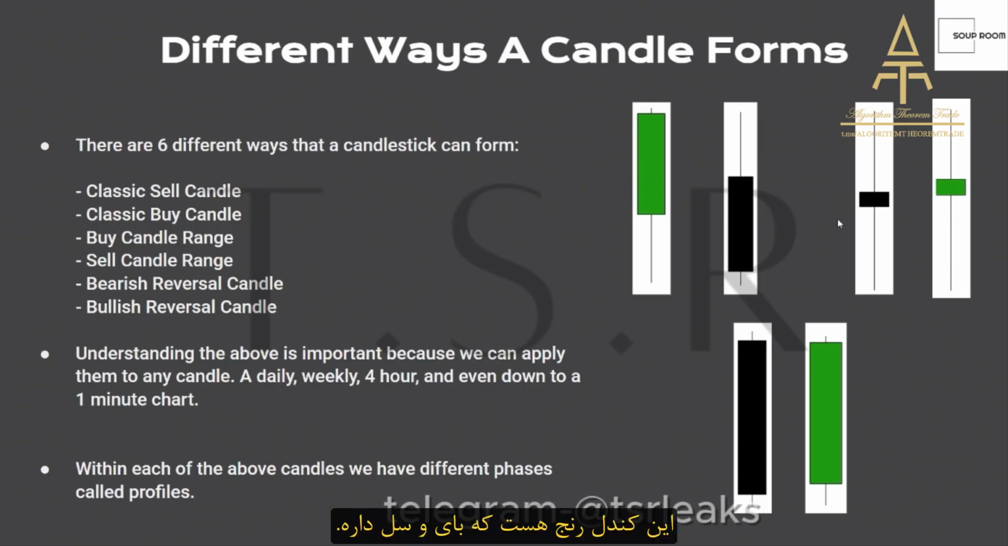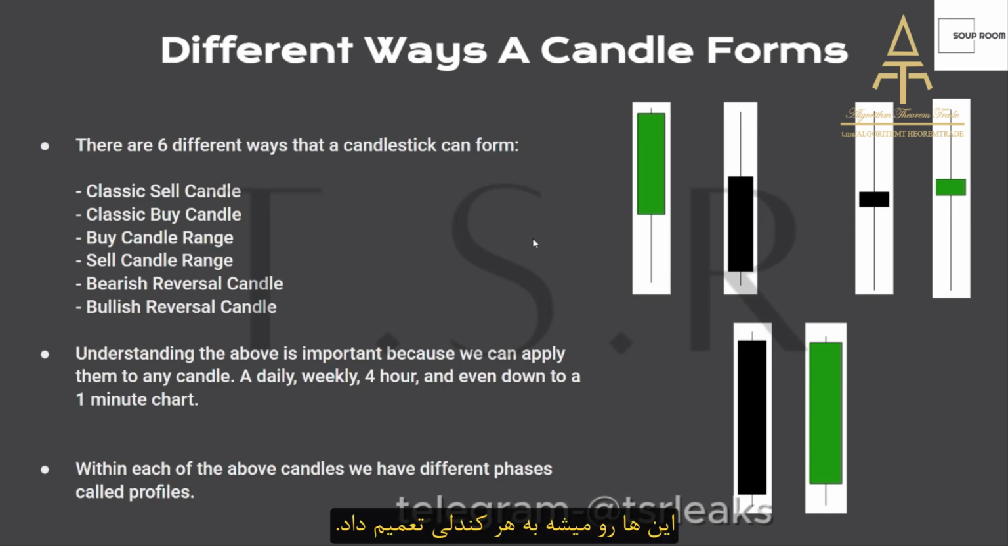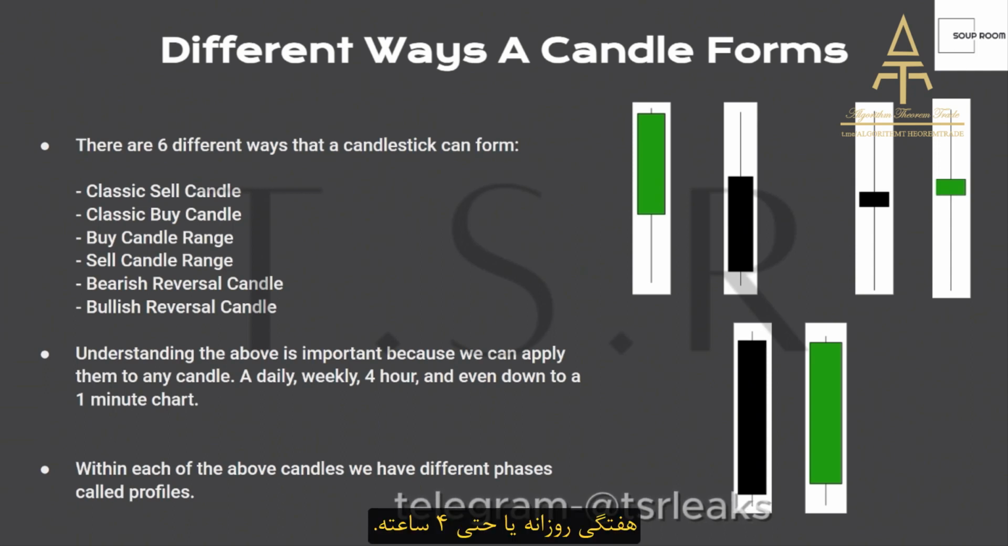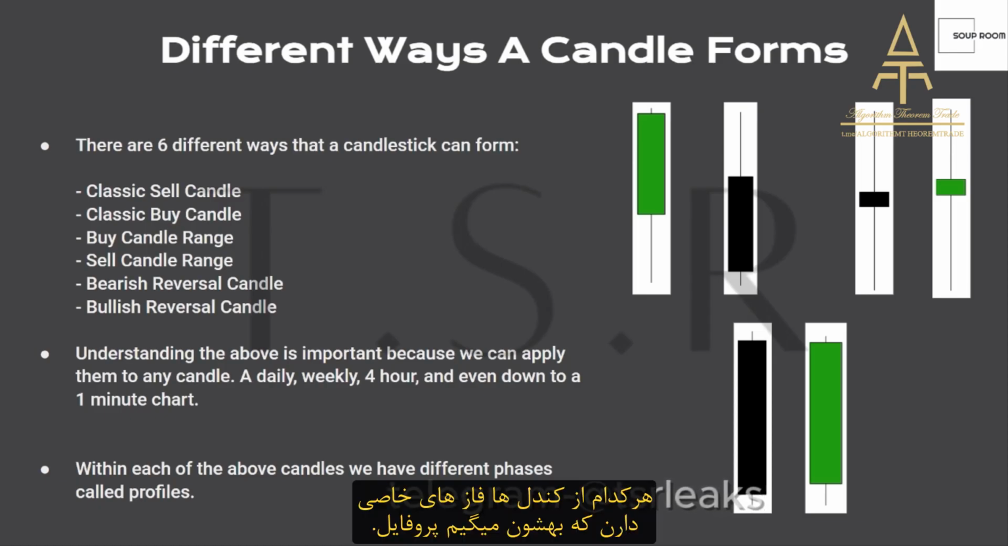Okay, this is the range candle. So we have a buy candle range and a sell candle range. Buy candle range is when we close above the open, and a sell candle range is when we close below the open. Okay, understanding the above is very important because we can apply them to absolutely any candle. A daily, a weekly, a 4-hour, and even down to a 1-minute chart. Not recommended, however, doable. Within each of the above candles, we have different phases called profiles.